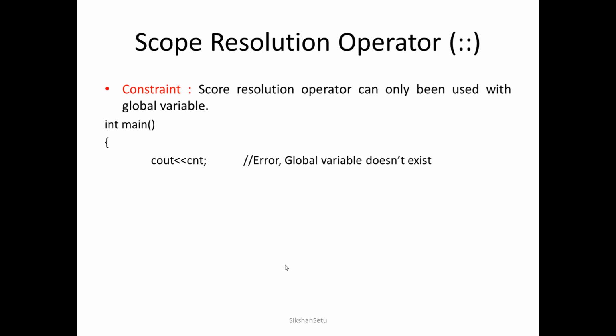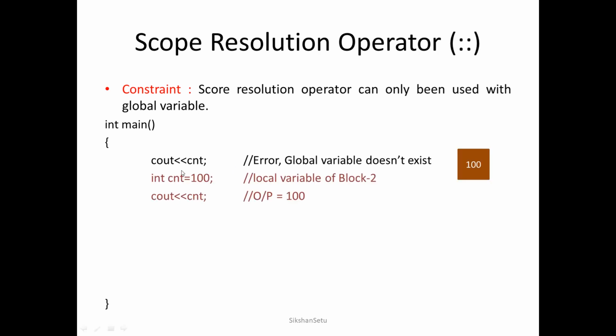So when I am trying to print cout CNT, the system will be searching for a variable CNT, but since we don't have any CNT, it will prompt an error that CNT does not exist. Now I am creating a local variable CNT and then I am printing, then definitely local CNT exists, so it will print 100.